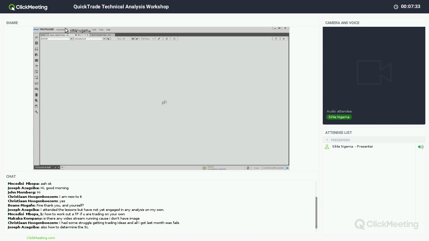Makaba, you are using an Android device. That is why you won't be able to see what I'm showing on my screen. Sorry, I thought I explained that. Sorry, you won't be able to see what I'm showing here or what I'm demonstrating on my end.